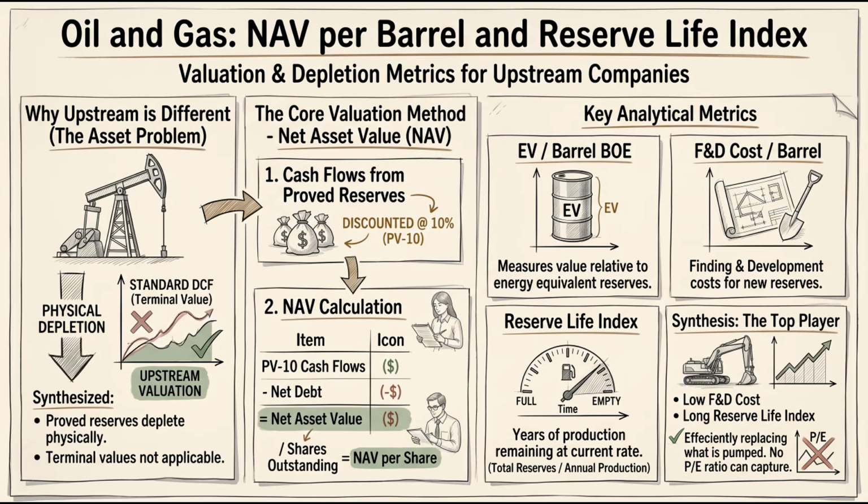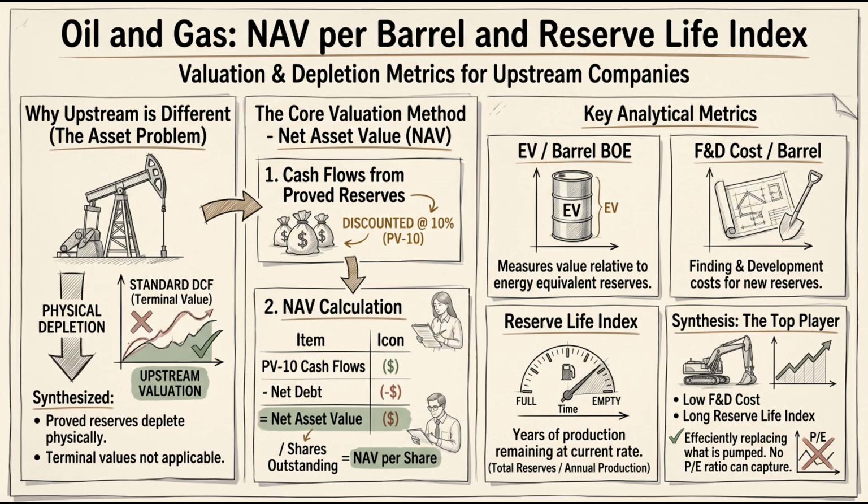For oil and gas, you cannot use standard discounted cash flow terminal values because the core asset, proved reserves, physically depletes. The industry standard is net asset value, or NAV. This is the present value of all future cash flows from proved reserves, discounted at 10%, which we call PV10, minus net debt, divided by shares outstanding.